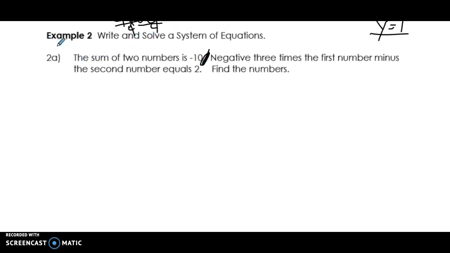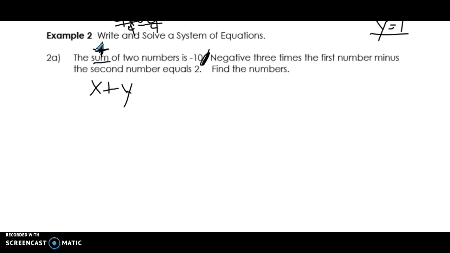Looking at just the first sentence, I have the sum of two numbers is -10. So two different numbers means I gotta define two different variables. So I have x plus y. That's the sum of two numbers right there. Remember, sum means to add.